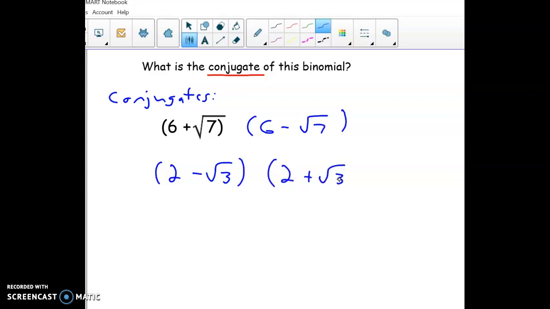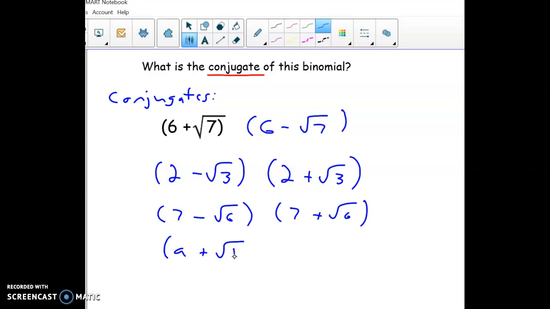Okay, and hopefully you can figure out it's 2 plus radical 3. Let's do maybe one more. Let's do 7 minus radical 6. Okay, and the conjugate of that would be the 7, and then it'd be a plus radical 6 there, right? So if you want the general form, you could do like a plus radical b, and its conjugate would be a minus radical b.